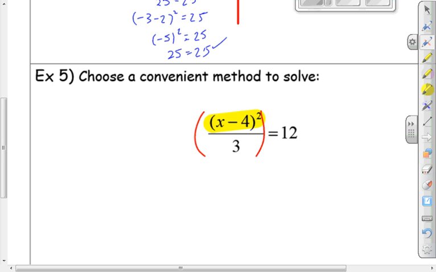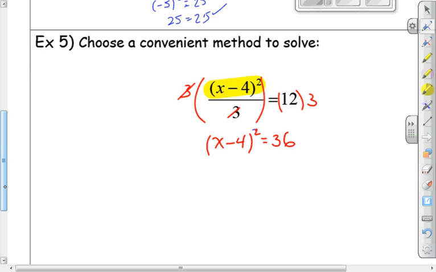So we're going to multiply both sides by that denominator, 3. That'll leave us with x minus 4 to the second power is equal to 36. Now that jumps out at me right away. 36, I'm thinking, yes, 36 is a perfect square. And I know if I evaluate x minus 4 to the second power, I'm going to get a perfect square. So at this point, this seems like a nice problem to use the square root method on.